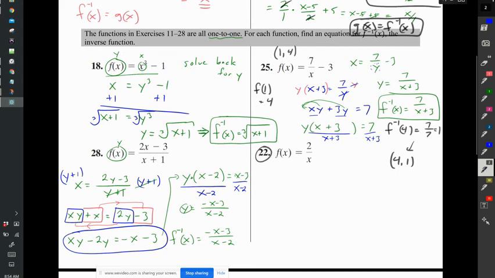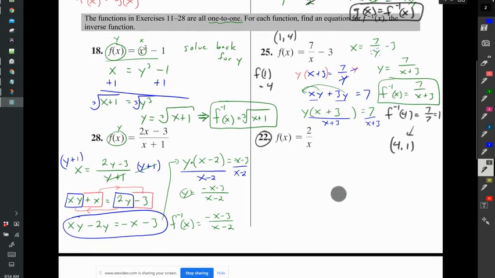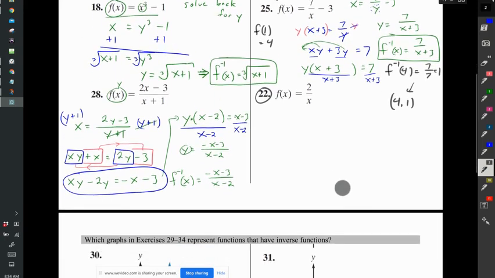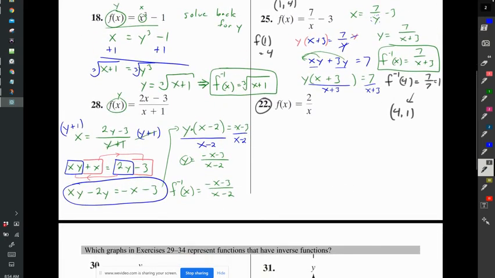22 is going to be a little bit weird, so try it out using the same thing we just did, and see if you can get it. It's a lot easier, but it's just a weird result. So that's it. I'm going to stop, and we'll finish up the rest of this in class.